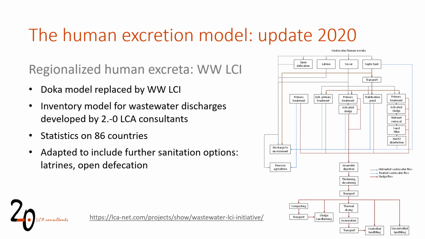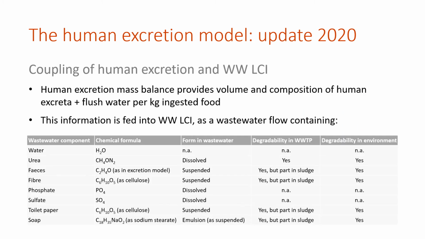The model already included things like different levels of wastewater treatment, primary, secondary, tertiary, septic tanks, direct discharges, and also sludge disposal. The data are linked to EcoInvent and it can be exported to SimaPro.